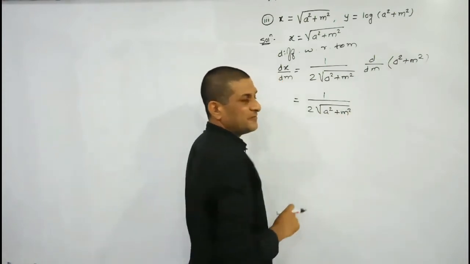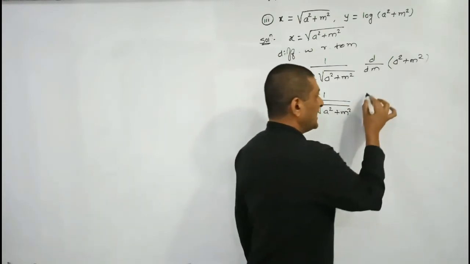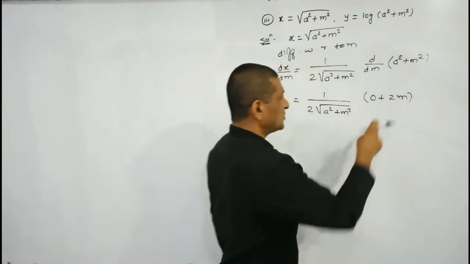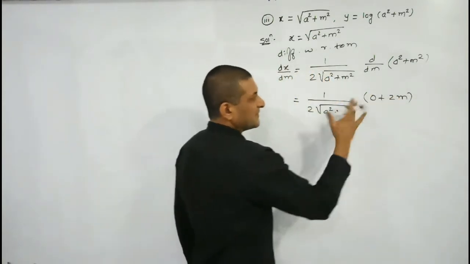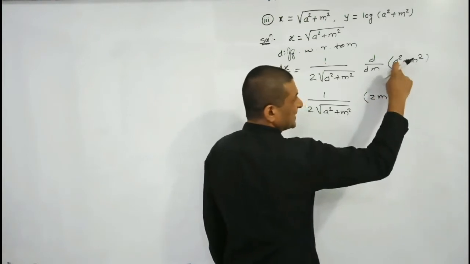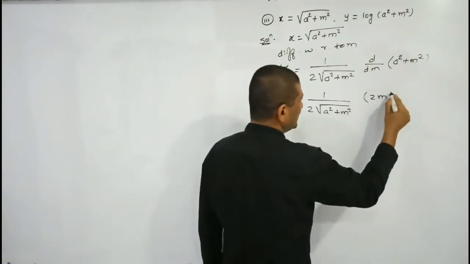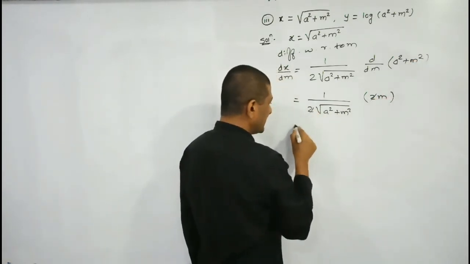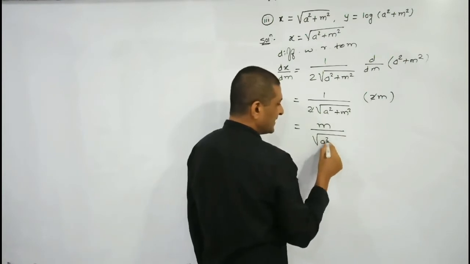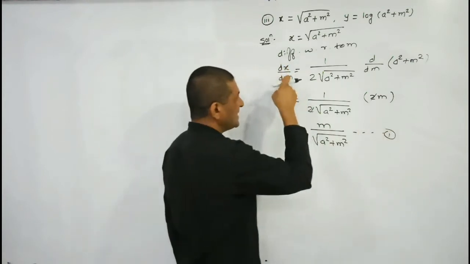Now here we are differentiating this expression. A is a constant term, so its derivative is 0, and the derivative of m square will be 2m. So 2m into 1. Otherwise, directly say that the derivative of this expression will be 2m. Derivative of a constant term is 0, not necessary to write 0, and derivative of m square is 2m. So 2 and 2 will get cancelled. So m upon under root a square plus m square will be the value of dx by dm.